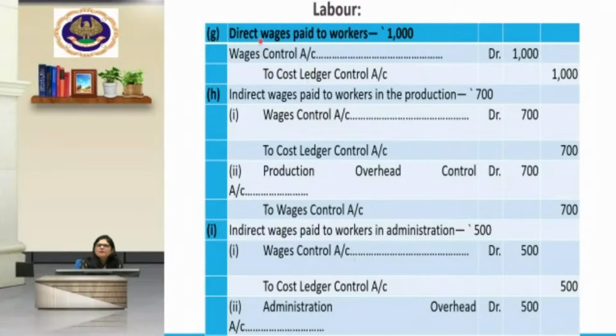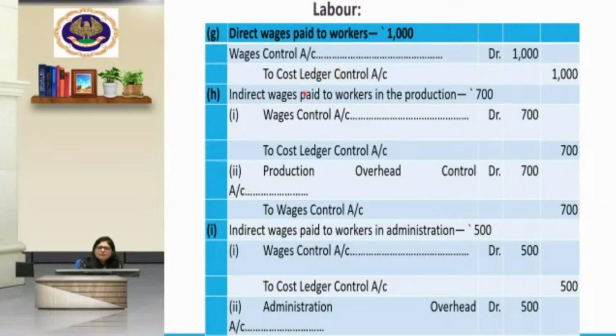Wages account debit to cash. Here, wages control account debit, because wages account we don't open, we open the control account. Wages control account is just equivalent to wages account. Wages control account debit to cost ledger. So in place of cash or bank, we are crediting the cost ledger.